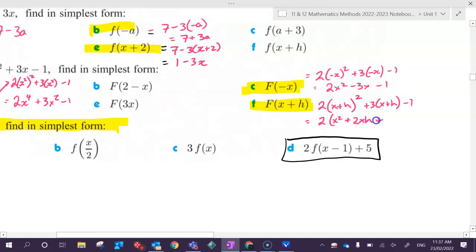You're going to need to be able to do this for later in the course this year. It's not random that they put x plus h in there. You will see it later on, as Miss Kinnear just said. So keep that in mind. 2x squared plus 4xh plus 2h squared plus 3x plus 3h, take 1.